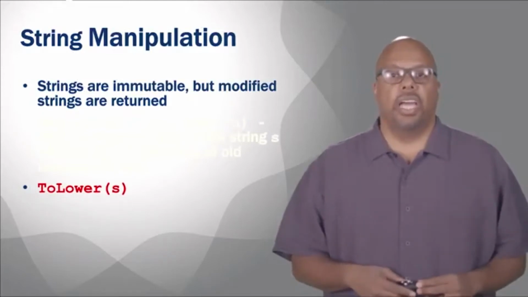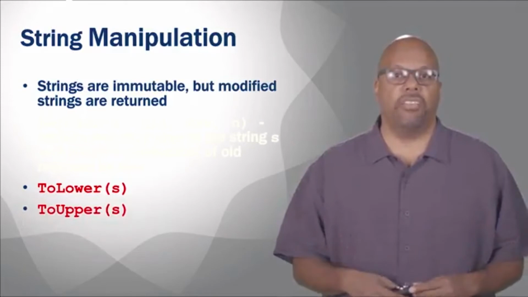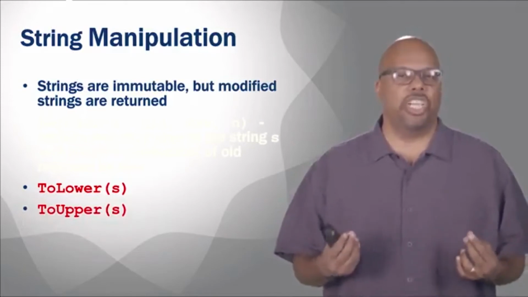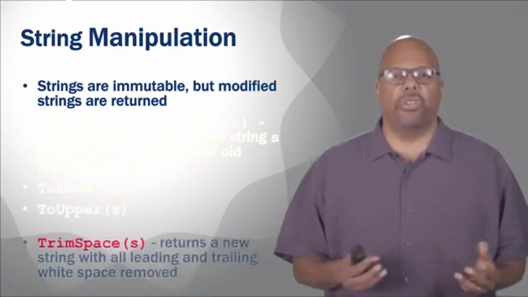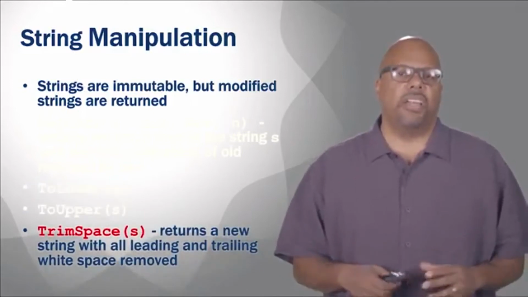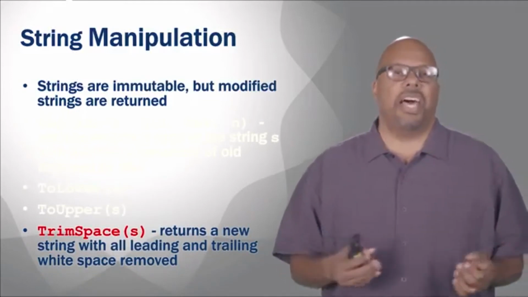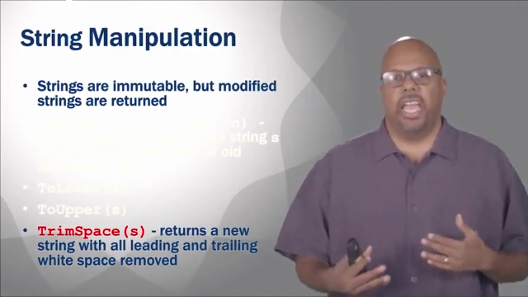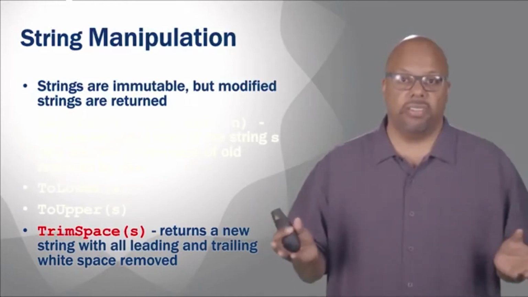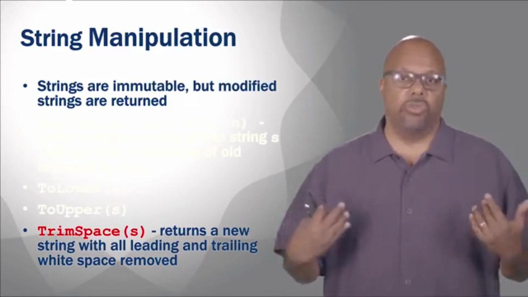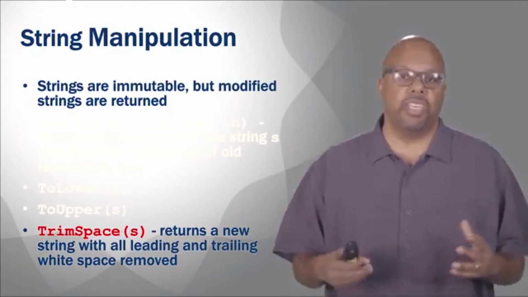ToLower, ToUpper. This will take the whole string and change it to lowercase or uppercase. I keep saying change. It does not change the string. It returns a new string that is modified. Also, TrimSpace is useful. That gets rid of leading and trailing white space from a string. You get this a lot when you're reading from a file, let's say, and maybe the tokens in the file are separated by spaces. If you just read directly from the file, you'll also read these spaces in, but you don't need the spaces. You just need the token. So you may call TrimSpace to get rid of the spaces.